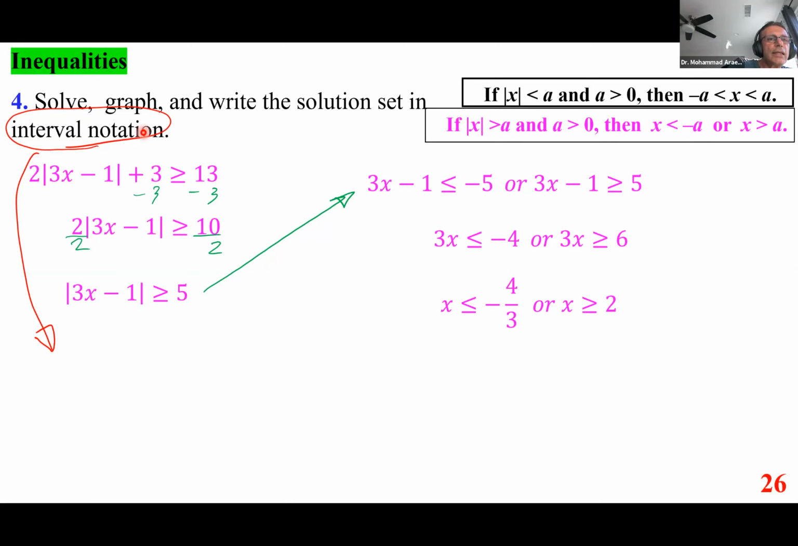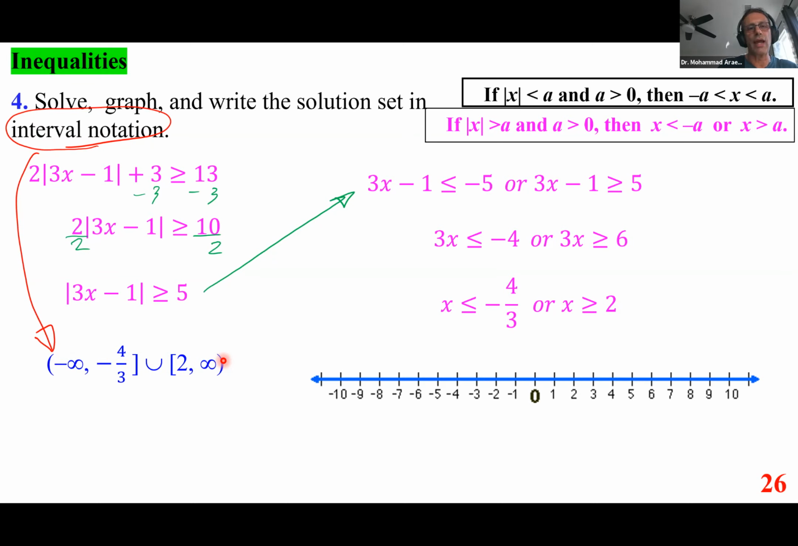What is the interval format? X is less than or equal to -4/3. That means -infinity to -4/3, or means union. X is larger than or equal to 2. That means 2 to infinity. So this is the interval format. Again, inequality solution, interval format.